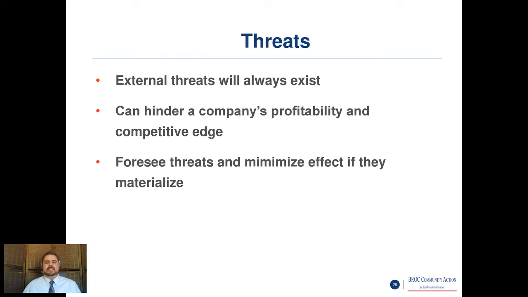So now we're on to threats. External threats will always exist. They can hinder a company's profitability and competitive edge. Foresee threats and minimize effects if they materialize. So it's really important. We're going to try to look at threats that could happen to your business, figure out how to mitigate that risk before it happens. Obviously, we can't tell all the threats, but it's really important to look and try to figure out the most likely threats to your micro business.